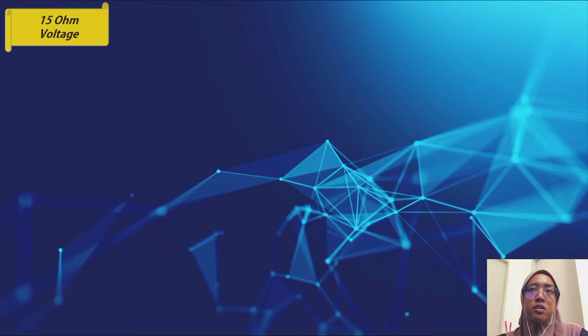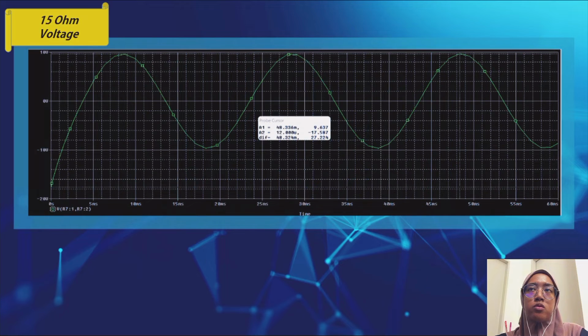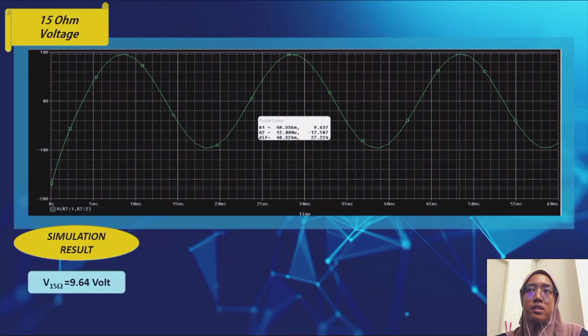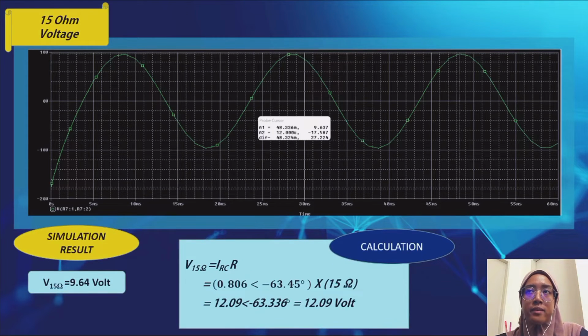For 15 ohms, the highest peak we could plot was 9.64, and we took that value for 15 ohms. Whereas in calculation, the value is a bit far off, which is 12.09 ∠ -63.336 degree, and this is likely to change quite a bit because of the availability of a capacitor with the 15 ohms.